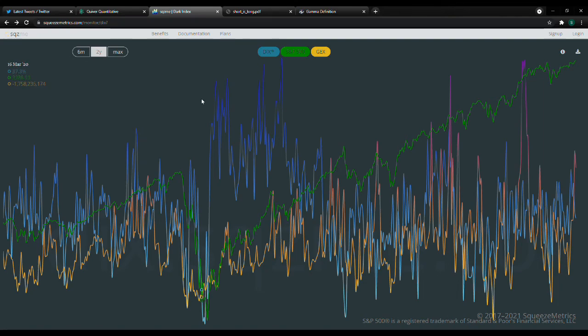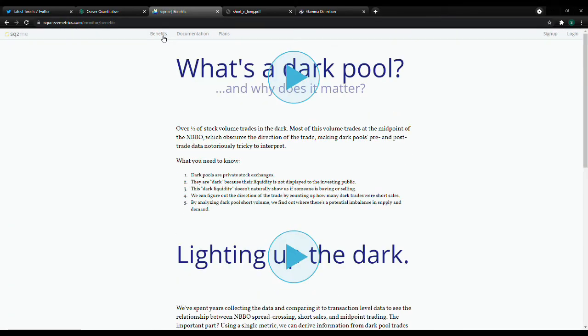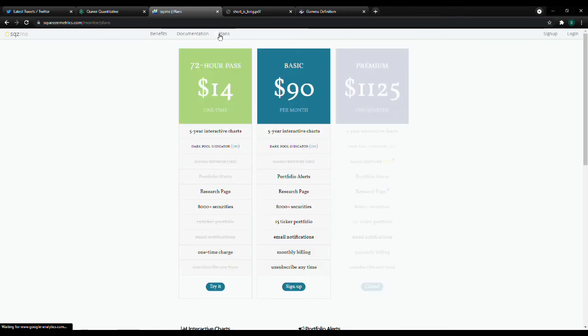Again, I don't know if I said this already. I'm not a shill for this site. This tool right here is free. Squeezemetrics.com. You read the white paper. You can do this. You can buy one of their plans if you want. Like I said, it's kind of useless in my opinion. You have to decide if you want to experience it. 72-hour pass. Check out the tickers. Check out GME, AMC. See if you see these trends that I'm talking about.